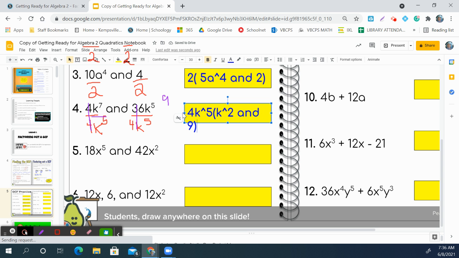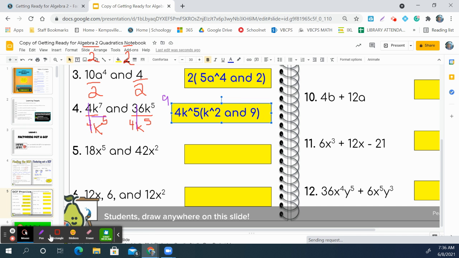You can make that box bigger or you can make your number smaller. All we're doing is taking out that greatest common factor. So what about 18x to the 5th and 42x to the 2nd? What can I divide both of those by? 3? 6. Okay, so we can divide by 6. And then what variable?